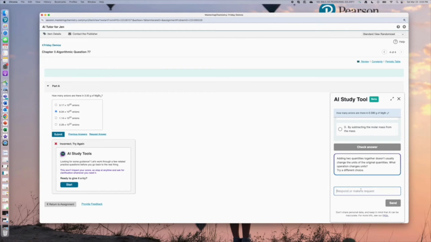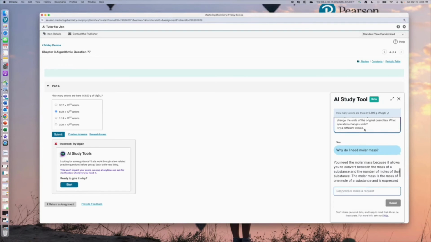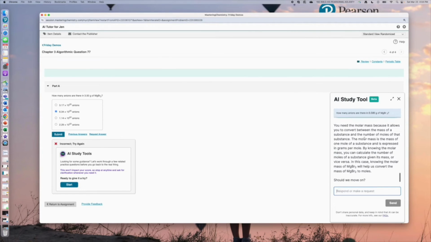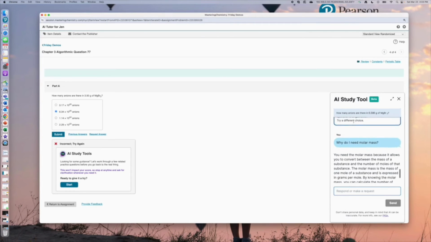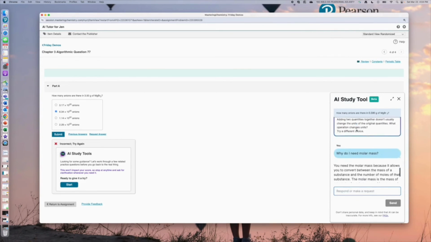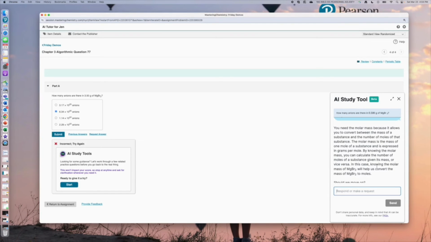You can ask, why do I need molar mass? And the system will give you a thoughtful answer in this case. You need the molar mass because it allows you to convert between the mass of a substance and the number of moles. So I can go through this entire script that will eventually get me to the final answer, but it's a slightly different problem that I'll have to take back and put in the correct variables, but now I should understand the procedure. So the hope is that this really empowers the student to be able to handle any of these problems in the future.